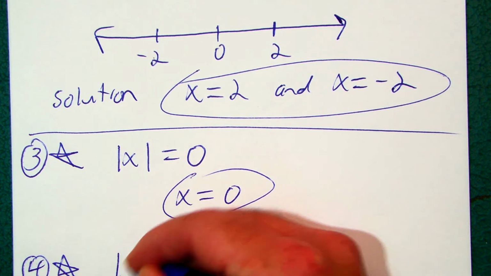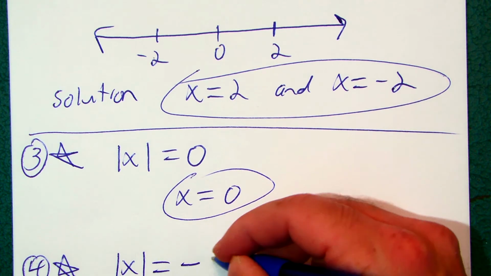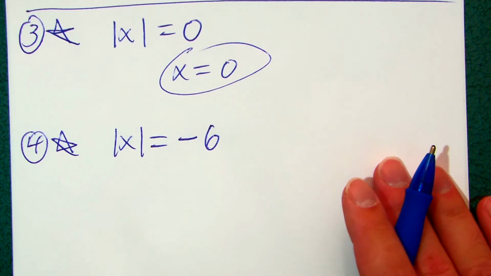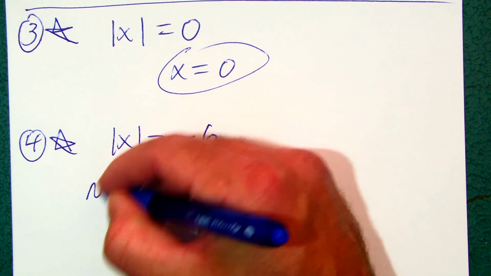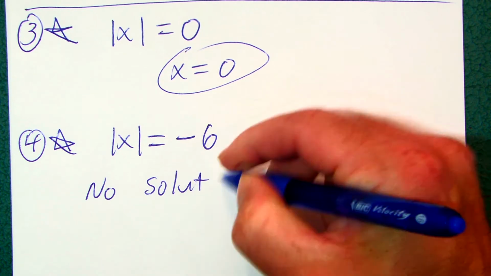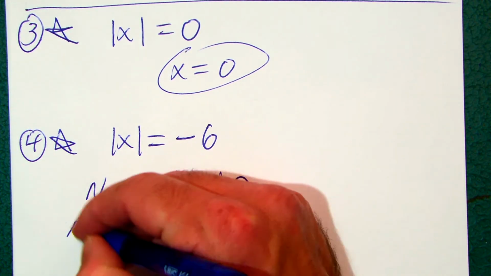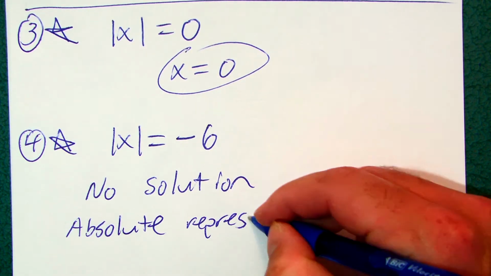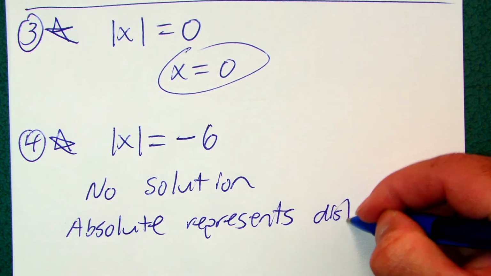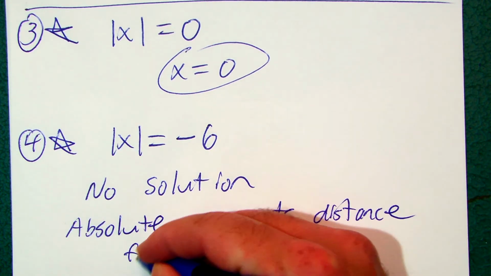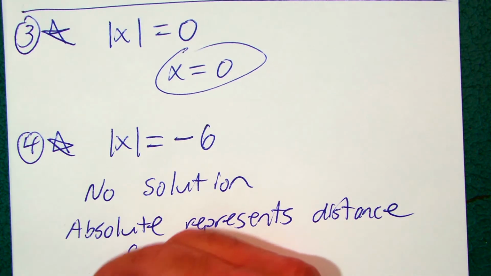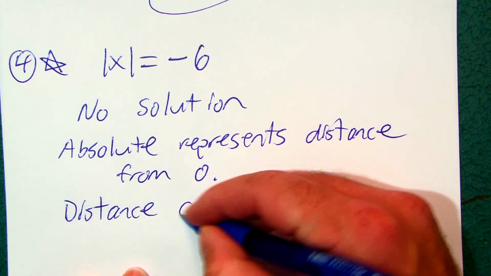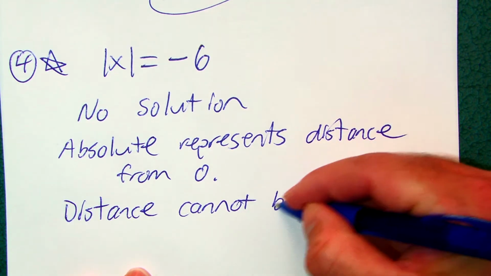And if you get the absolute value of x equals a negative, there is no solution. Because remember, absolute value represents distance from 0, and distance cannot be negative.